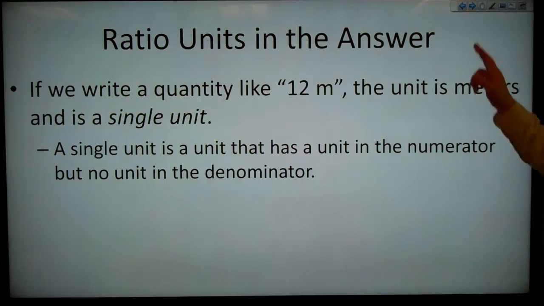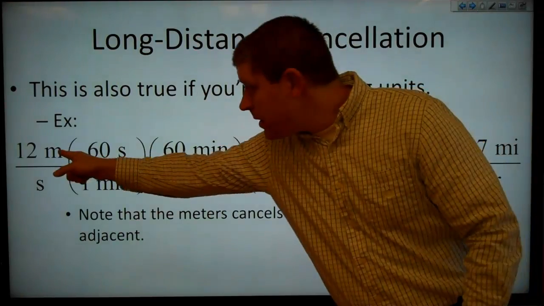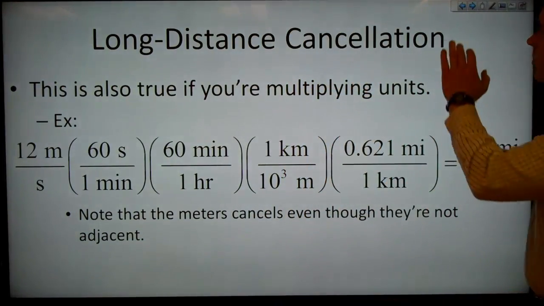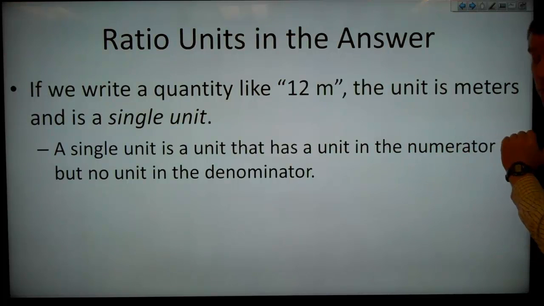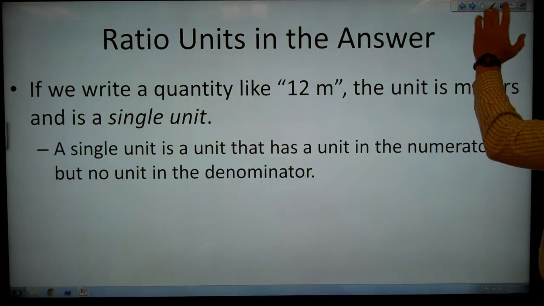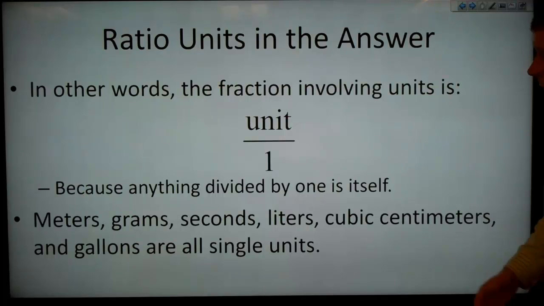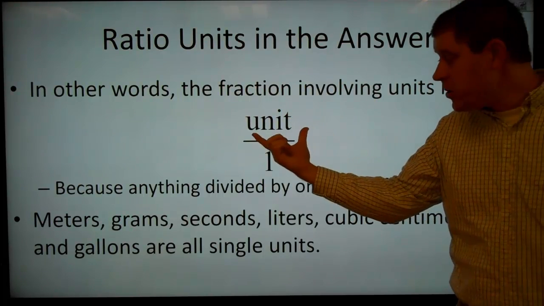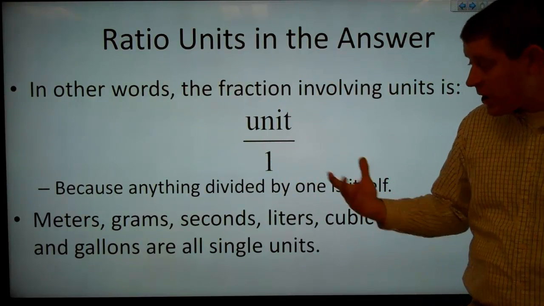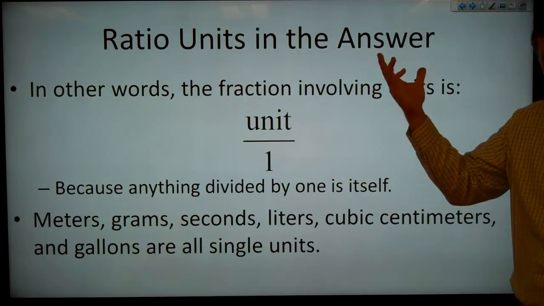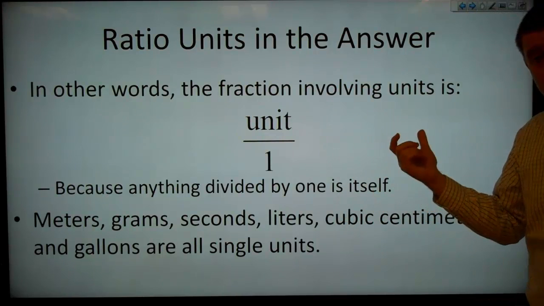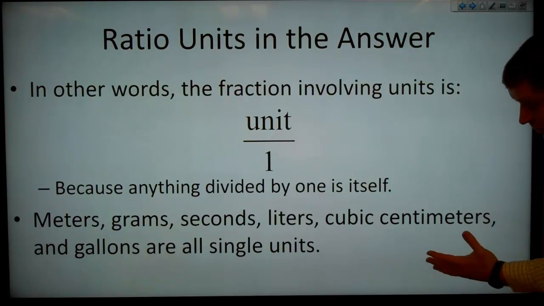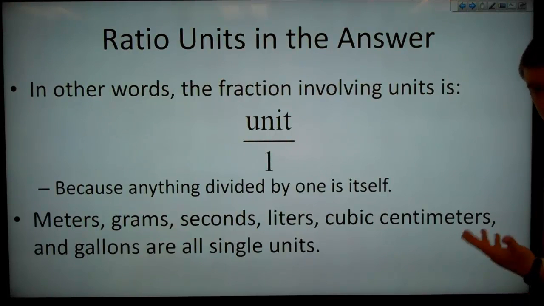So on the last slide, we have here meters divided by seconds. That's not a single unit. That is what we call a ratio unit. But this, 12 meters, that is a single unit. So this means that the fraction involving the units for a single unit is whatever our unit is divided by 1, because anything divided by 1 is itself. So in that case, 12 meters gives us 12 meters over 1. So meters, grams, seconds, meters, cubic centimeters, gallons, these are all single units.